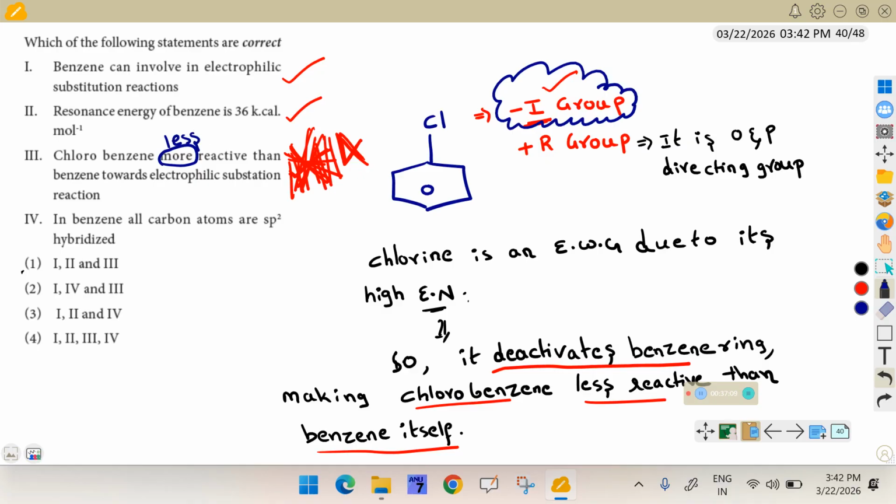Everyone is confused here only. Expecting chlorobenzene is more reactive. No, chlorobenzene is less reactive. This is observed in case of halobenzenes. In benzene, all carbon atoms are sp2 hybridized. Correct, no doubt. So the correct answer is 1, 2, 3 statements are correct.